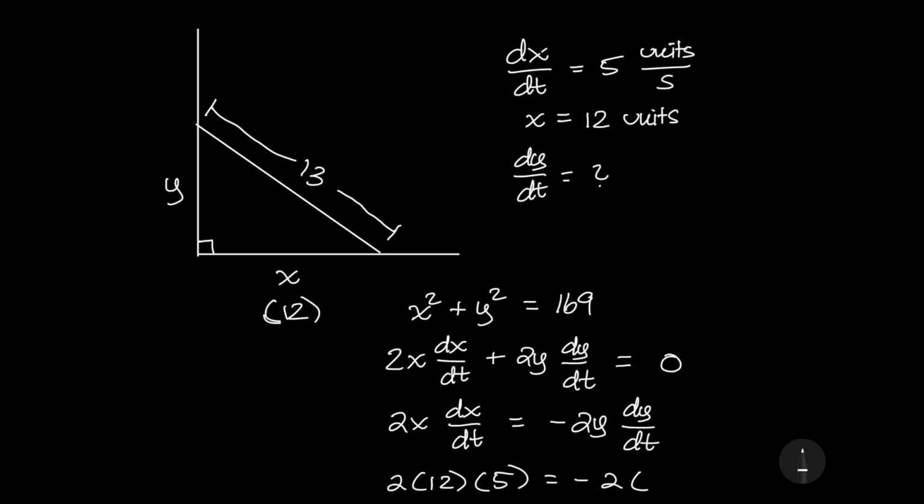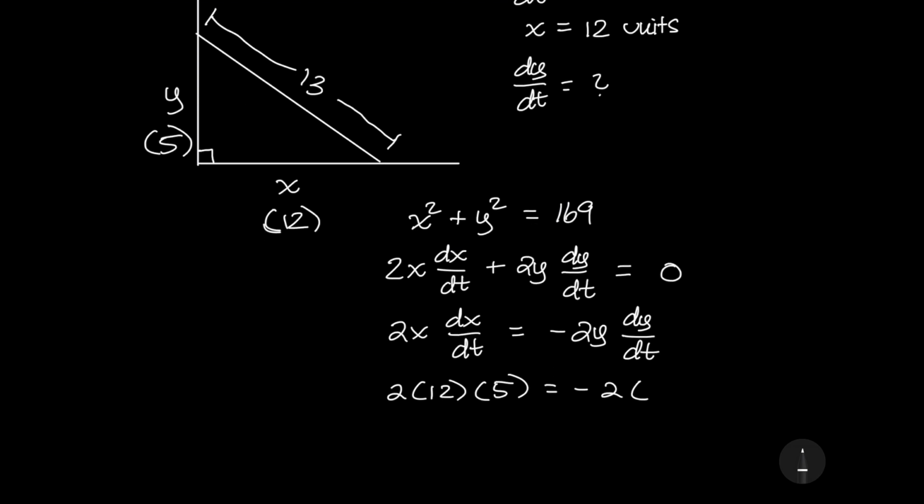And I could do the math on this one, but I think an important thing you should know is that the 12, 5, 13 triangle is a common Pythagorean triple. So if the length of one leg is 12 and the hypotenuse is 13, that means that y would have to be 5 units long. So let's plug that in. 2 times 12 times 5 is going to equal negative 2 times 5. Y is going to equal 5. And then we want to solve for what dy over dt is.